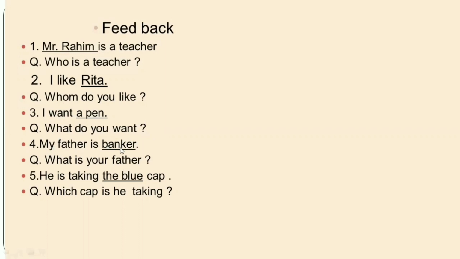My father is a banker. So here banker is a profession, and you know that instead of profession, the WH word will be what. So write here what, and there is the auxiliary verb right here, and instead of my father, you have to write your father. What is your father? And at last, interrogative sign.